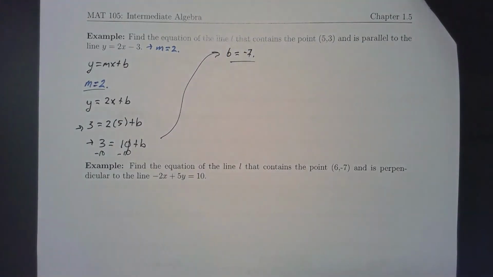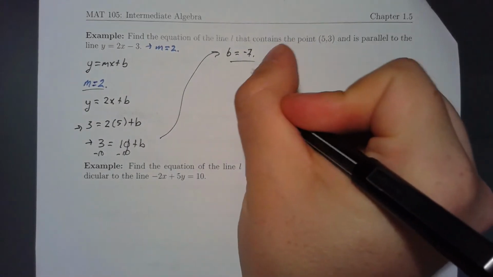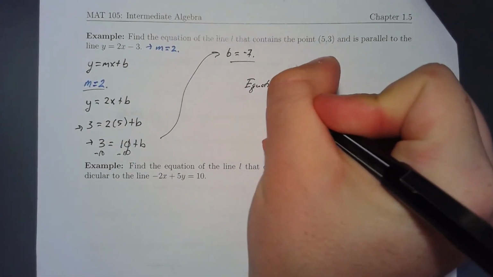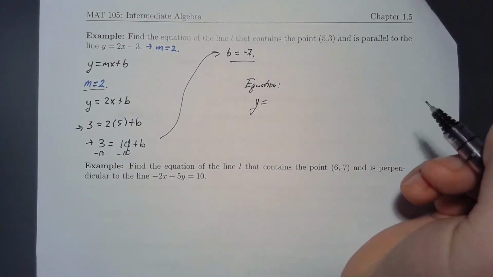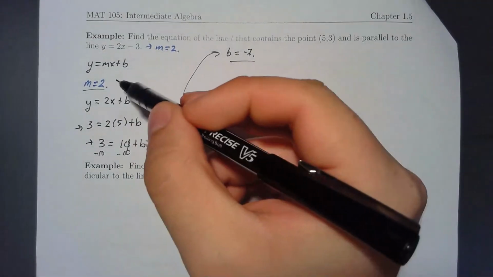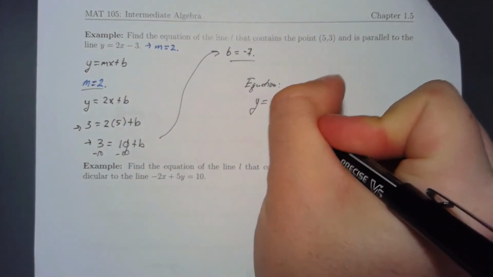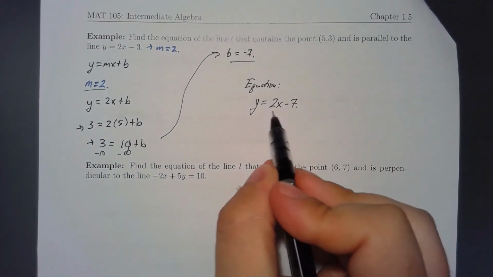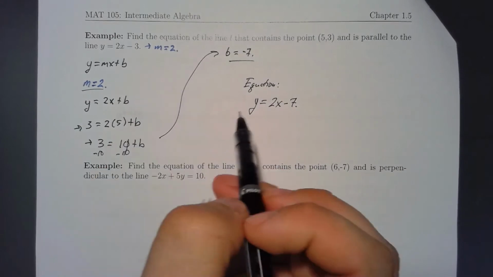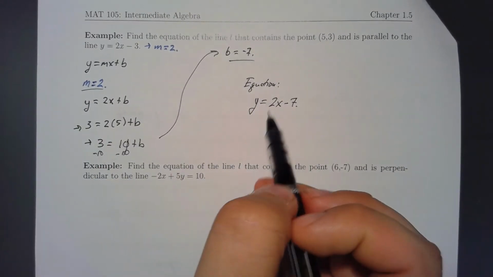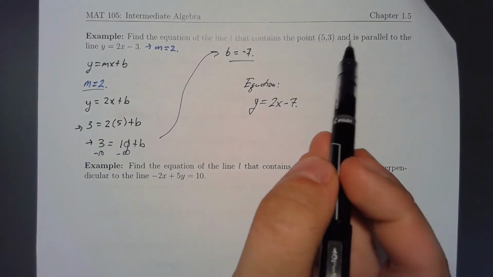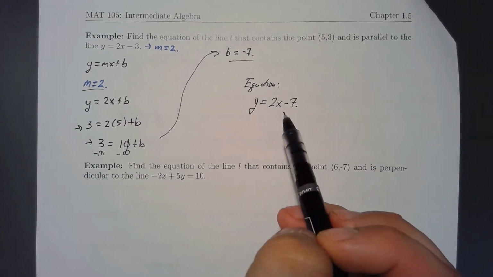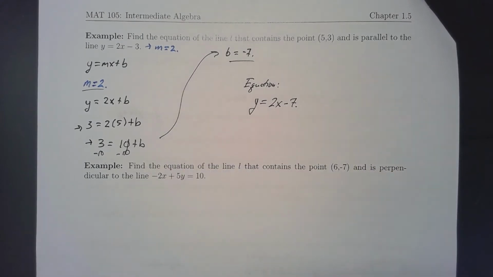There's my slope, there's my y-intercept, so my equation is y equals 2x minus 7. And this equation is parallel to that one because they have the same slope, but this equation has this point. It has a different y-intercept than that one. So there's my equation.